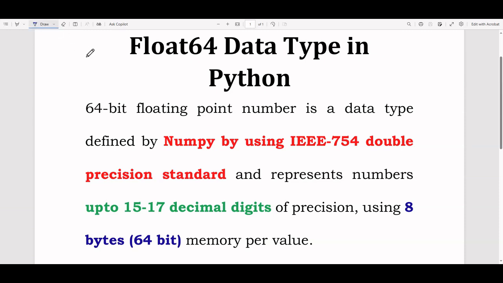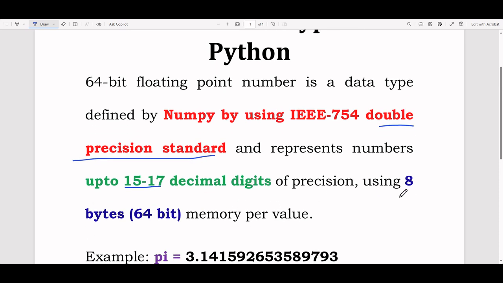In this video, I explain about the Float64 data type in Python. Float means a number which is present in decimal shape, and Float64 is the built-in data type of the NumPy library and uses the double precision standard, and it is represented by decimal digits 15 to 17. After the decimal point, 15 to 17 numbers show, and each floating point number uses 8 bytes or 64 bits of memory per value.